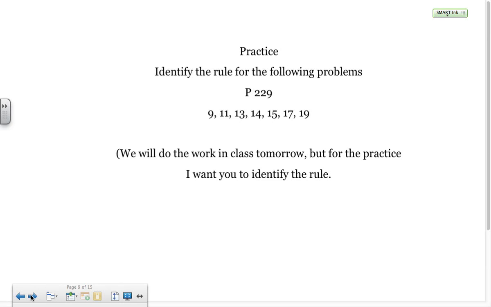Tomorrow we're actually going to do these problems in class and not just the practice part, but just make sure that you're able to walk through the problems and check them out.